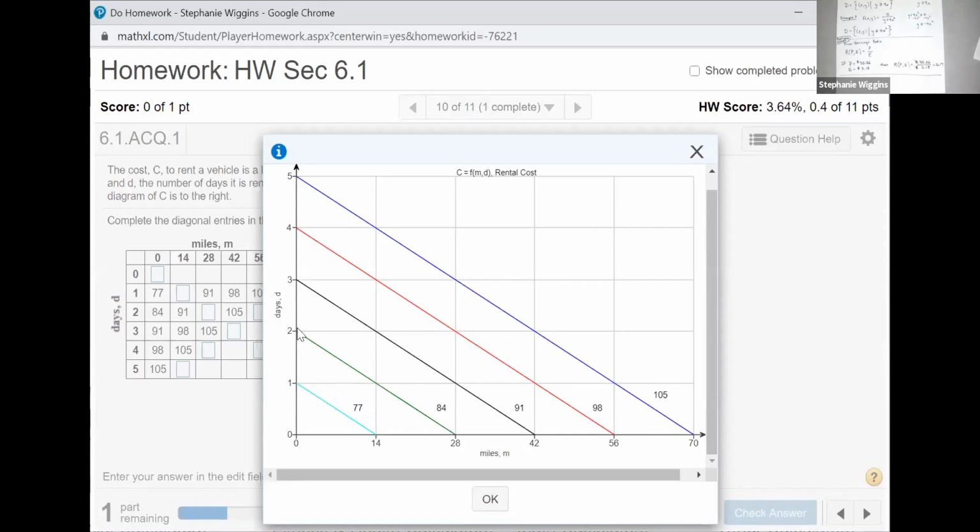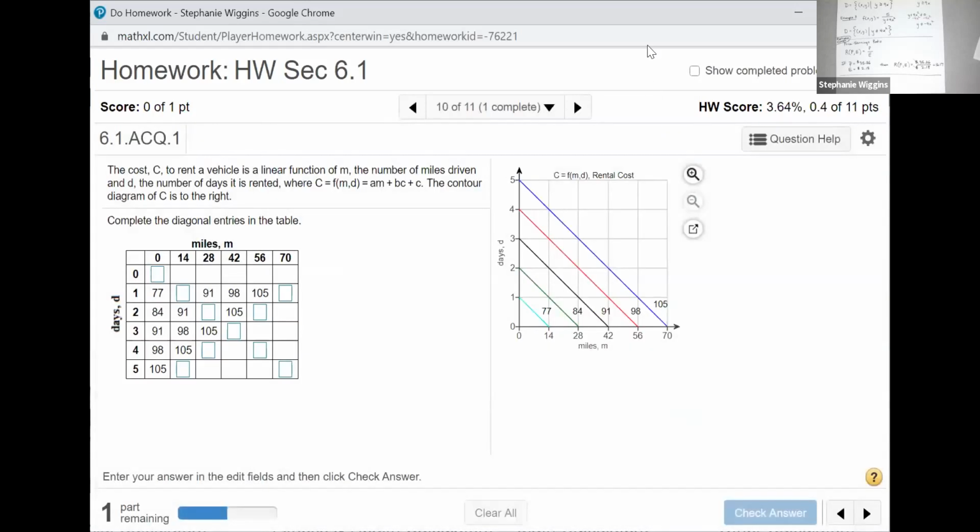For the green line, every point on this line for input will give you an output of 84. And the black line, it'll give you an output of 91. On the red line, it'll give you an output of 98. And finally, on the blue line, 105. So these values along these contours are constant values, showing you the output.